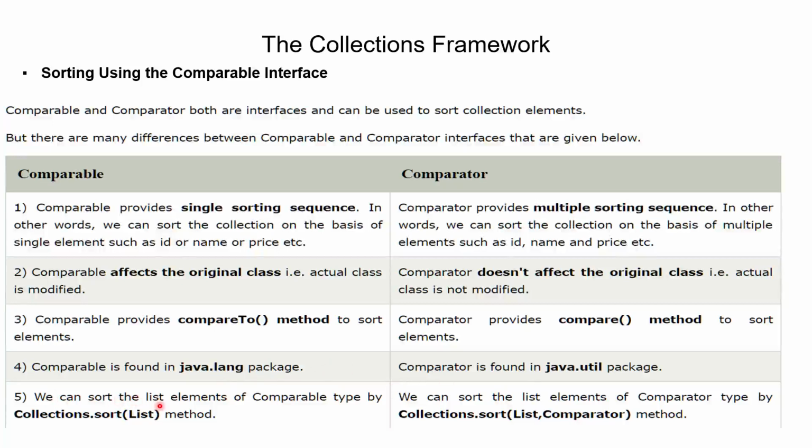And we can sort the list elements of comparable types by Collections.sort with a list method, and we can sort the list of comparator types by Collections.sort, same thing as over here, but we can also pass the list and comparator in this method.